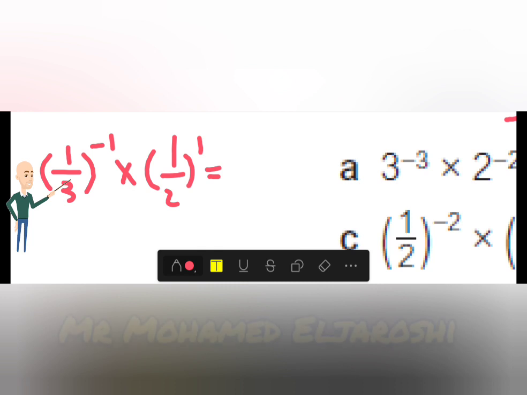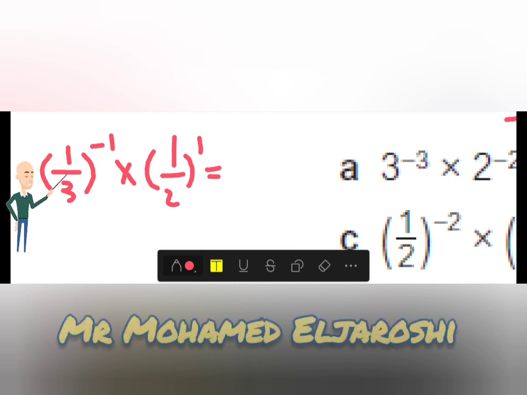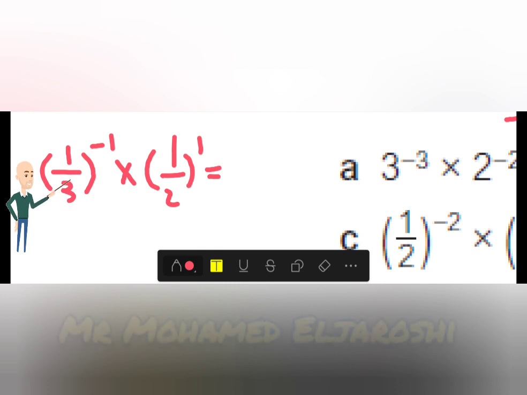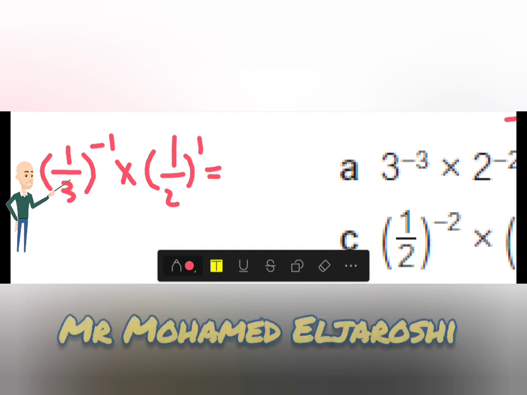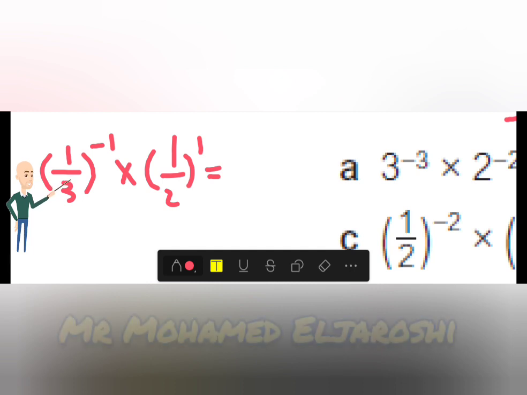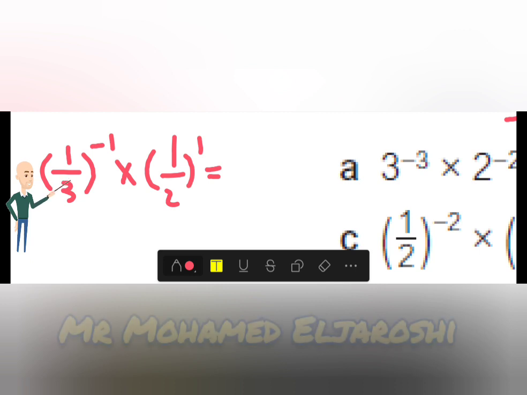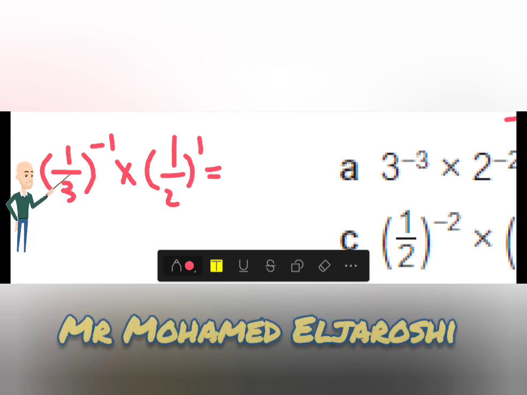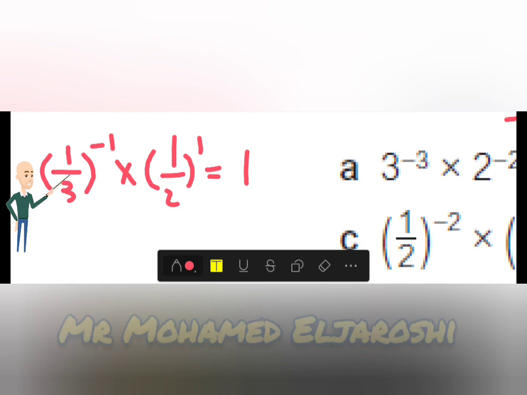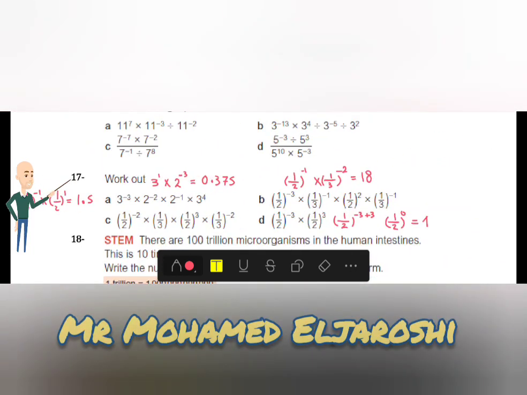And then 1 over 2, close the bracket, power of 1. So 3 times half equals 1.5. It's 0.5, so it's half, times 3, so it's 1.5, yes. So 1.5. This is the answer for C.